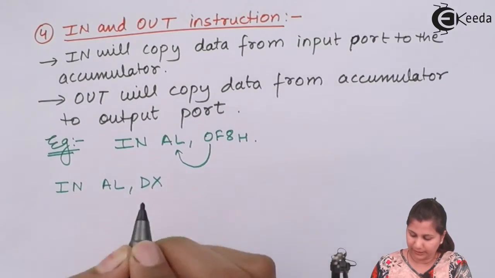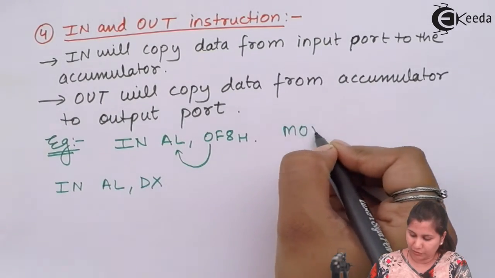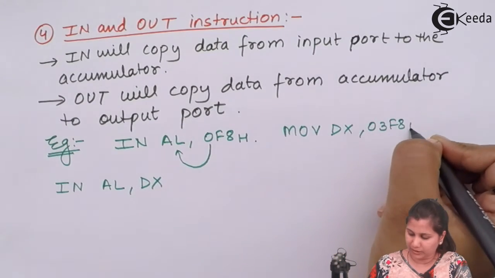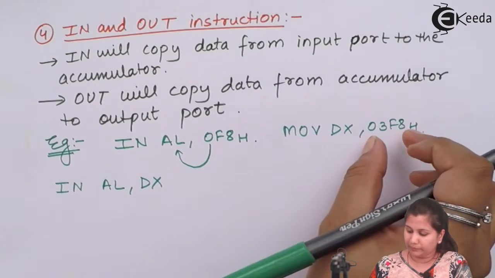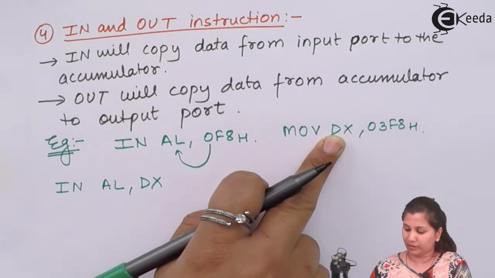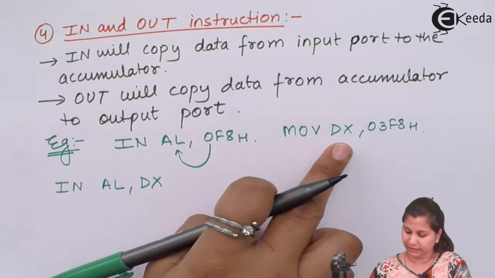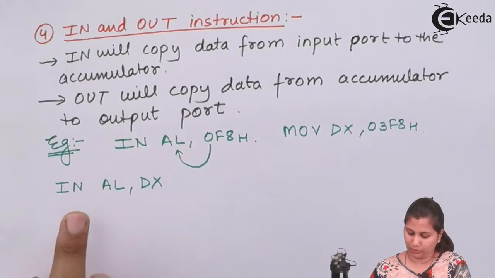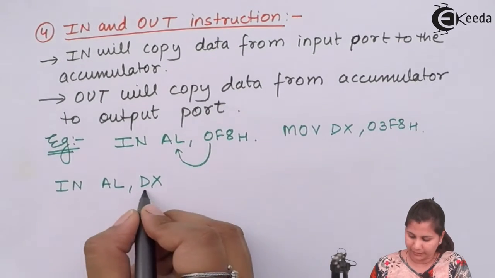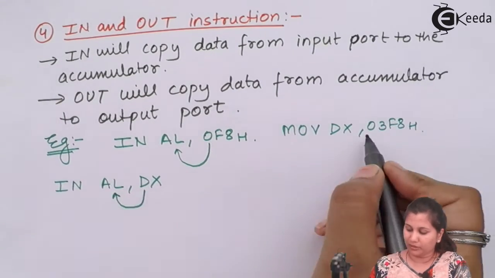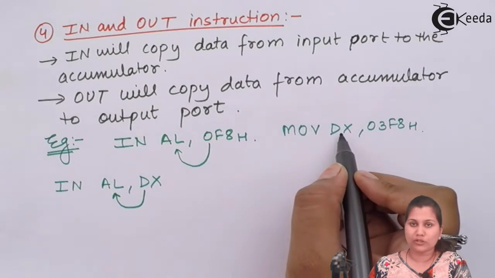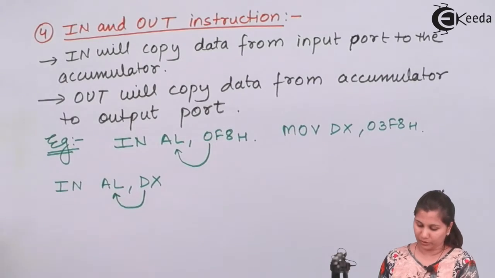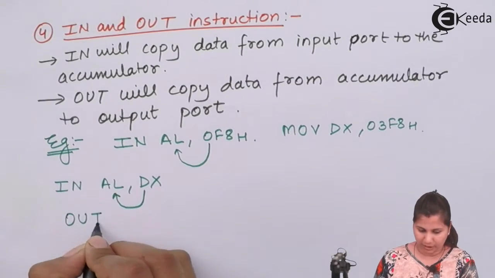AL comma DX. Suppose before this we have written an instruction MOV DX comma 03F8H. So this will be copied into the data register DX, and then DX will be used to copy the data into the accumulator register AL. Okay, so here that 8-bit data will be copied from the location. First the port address will be stored into DX, and then the data will be copied into the AL register. Okay, for OUT similarly we have OUT.